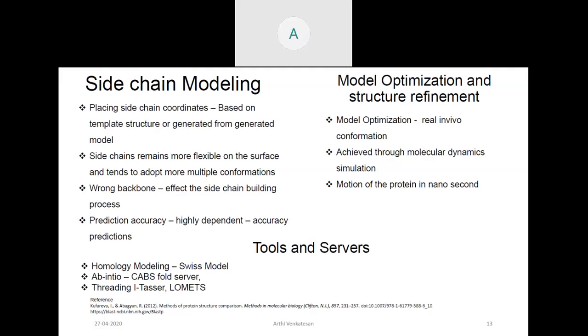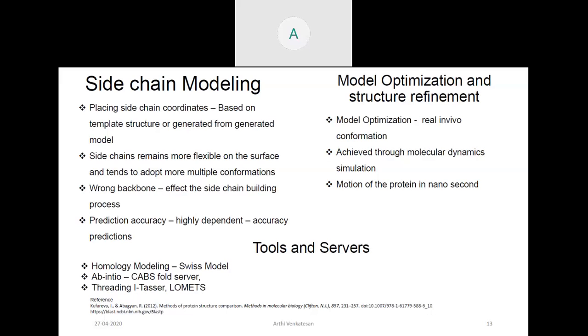Then model optimization and structure refinement can be done within the same homology modeling process. For model optimization, you can go for real in vivo confirmation. If you have done it through in vitro and in vivo methods, you will get the same model if you follow these steps. If you are missing some steps, the model you build is not a good model. You will not get a real model.